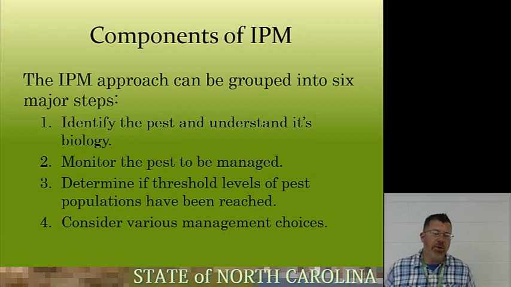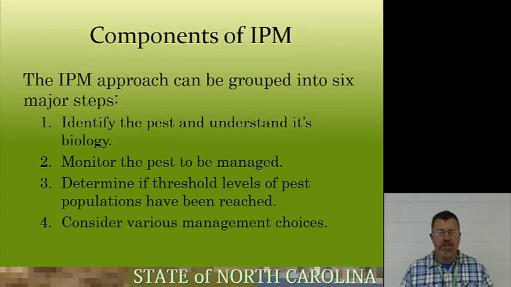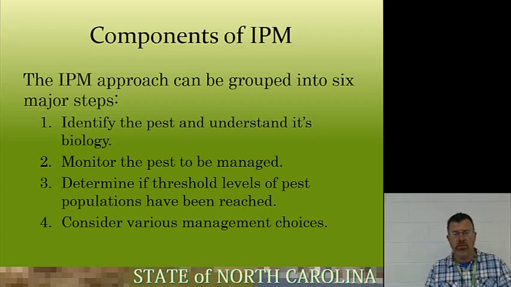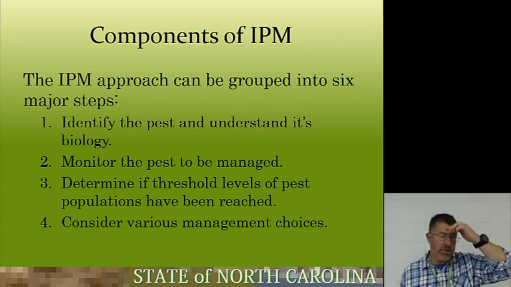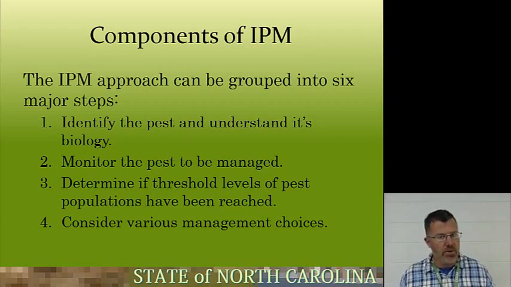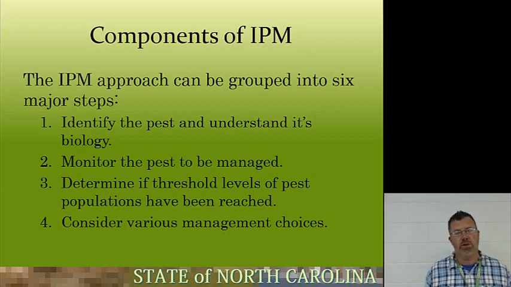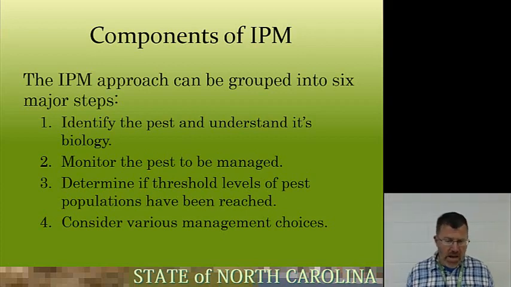Then you're going to determine if threshold levels of pest populations have been reached. You're going to want to see, for one, what the cost of the pesticide application is going to be. Well, if you don't apply the pesticide, are you going to have to replace 100 shrubs on this property, which could be very, very expensive? It's more expensive to do that than it is to apply a pesticide. But it's going to be up to you and your client to determine what the threshold level is and if the pest populations have reached that.